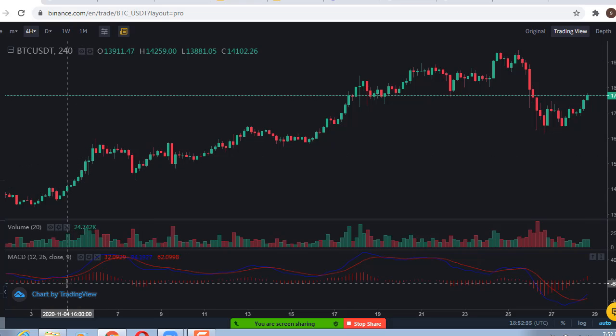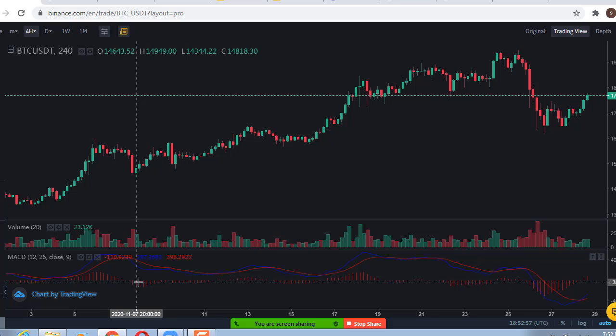You see the histogram will form on the upside. So from zero up is called the positive side of the MACD, while from zero down is called the negative side of the MACD. So from zero up is when the market is going up. So if you see the histogram forming here, it means the market is going to go up.